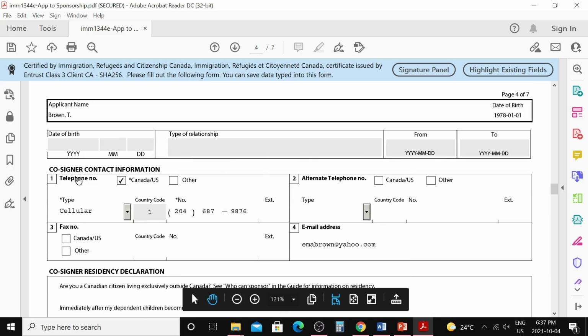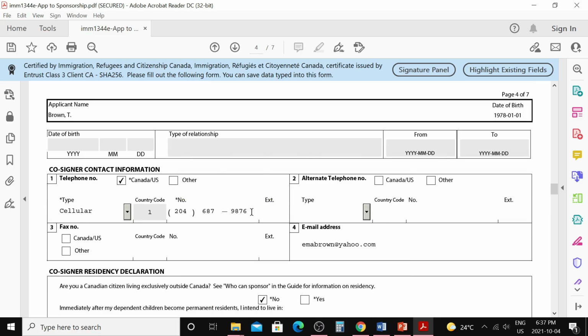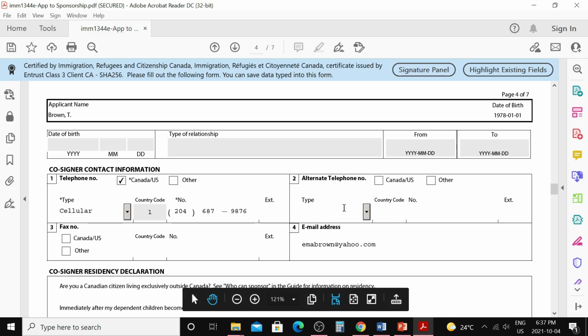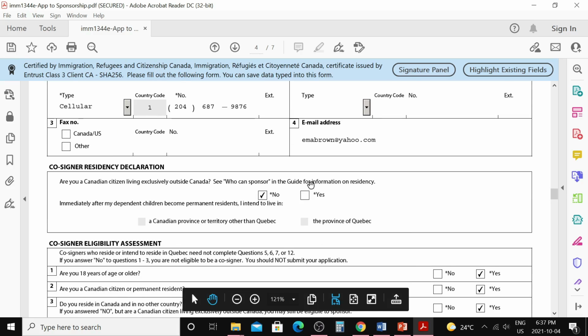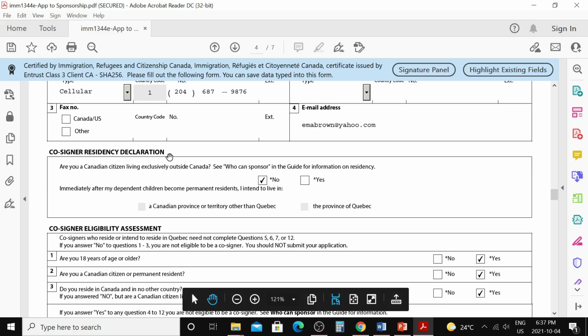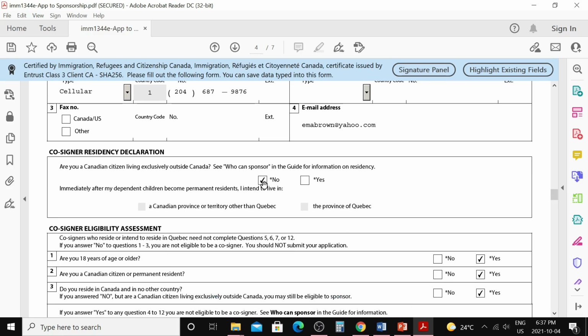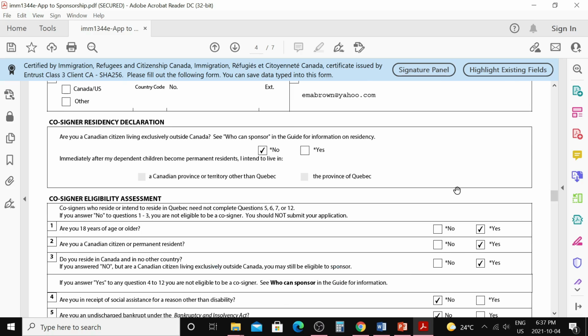After that, co-signer's contact information, same, you need to provide phone number and email address. If you have alternative number and fax number, you can provide that. Again, co-signer's residency declaration, same, you need to say no to be eligible to apply to be a co-signer, because you have to live in Canada for that.